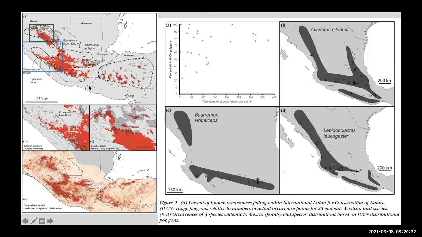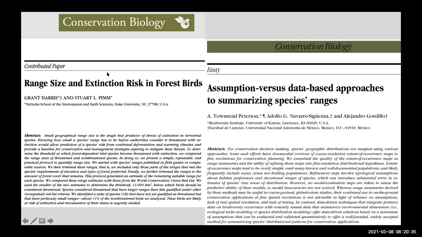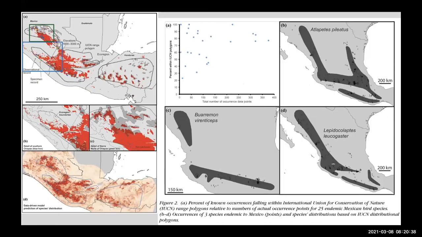And essentially what these authors did, the Harris and Pimm group, was they took these data from the International Union for the Conservation of Nature, which are just these polygons. You can see these gray shapes for every species of bird and mammal, and I think amphibians and certain fishes. And they basically just stack them up and use them to count species or use them to characterize species distributions. And so what we did was we showed that, you know, just look at this species, for example.